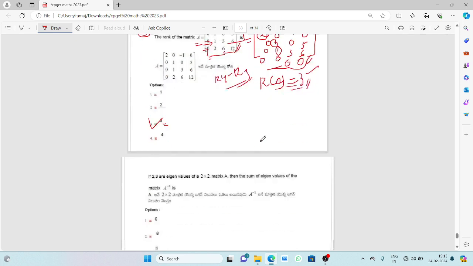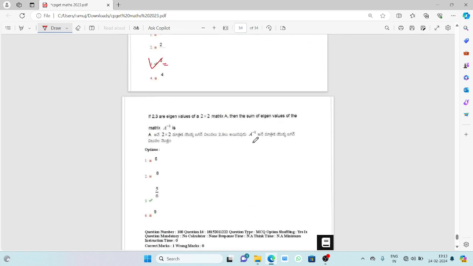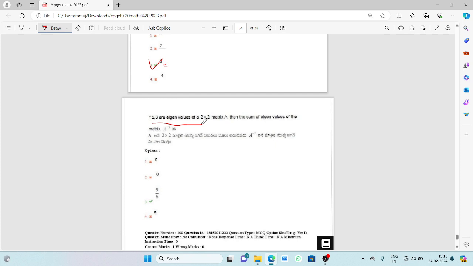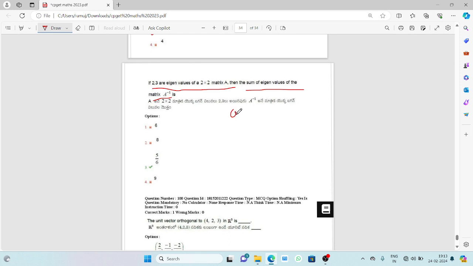So the 98th question's option is 3, and the 99th question says 2, 3 are the eigenvalues of a 2 by 2 matrix A. He is asking the sum of the inverse of the eigenvalues. You know that in general, if a and b are the two eigenvalues of a matrix A, then 1 by a, 1 by b are the eigenvalues of A inverse, because A inverse means we take the reciprocal, 1 by a.